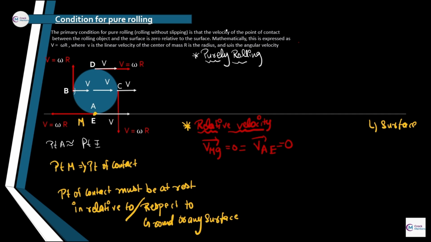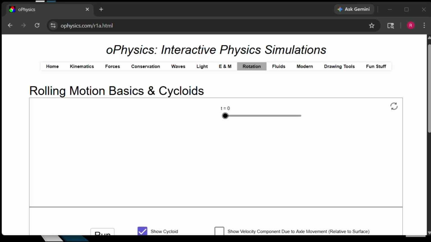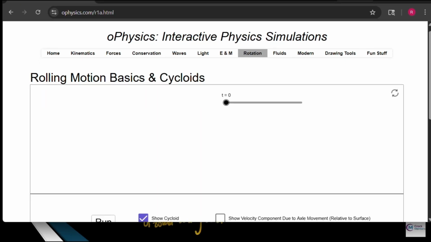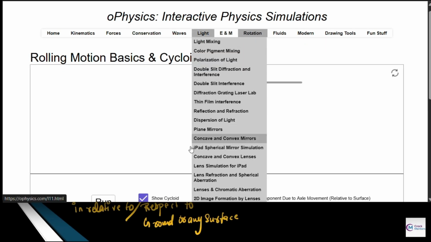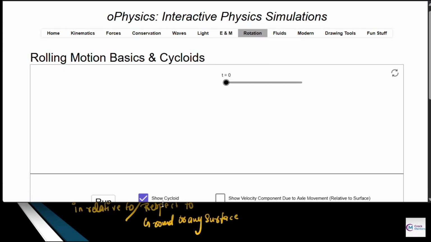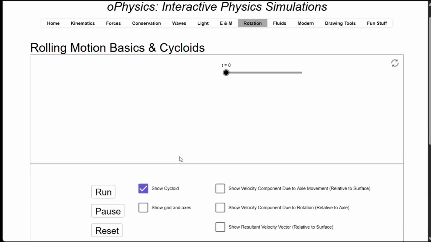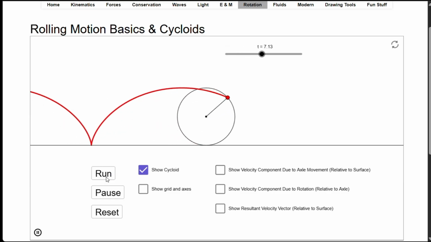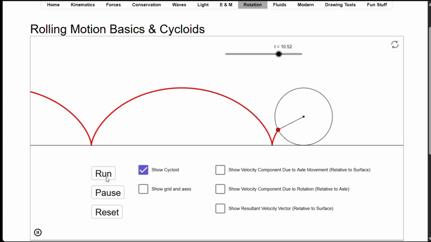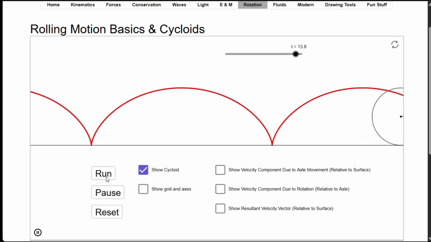Now let me explain with a proper simulation regarding it. Just give me some time. Now I'm showing you a simulation that you can also access. The name of this simulation is pure rolling motion. You can access it as well.